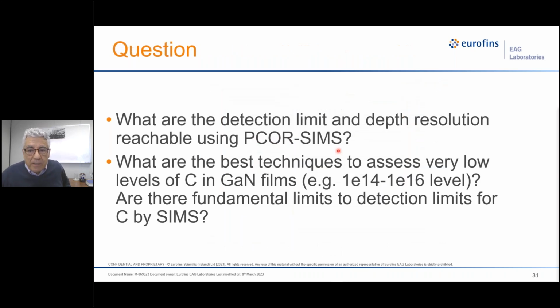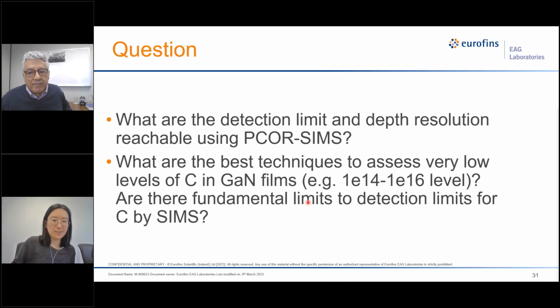So the next question, which is quite important in gallium nitride HEMT, is what is the detection limit that you can reach in the SIMS measurements? Can you go down to E14 levels? And for that, I would like to introduce you to the gallium nitride SIMS team leader, Miki Nakayama, to address these questions for you. Take it away, Miki.